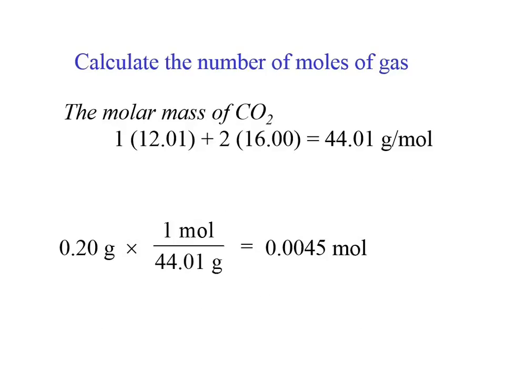And I got to fix my mass, my 0.20 grams, to moles. So here's fixing my grams to moles. I knock out the molar mass of CO2, 44.01 grams per mole. And then I take the mass, 0.20 grams, times 1 mole over 44.01 grams. So now my N, I know, is 0.0045 moles.